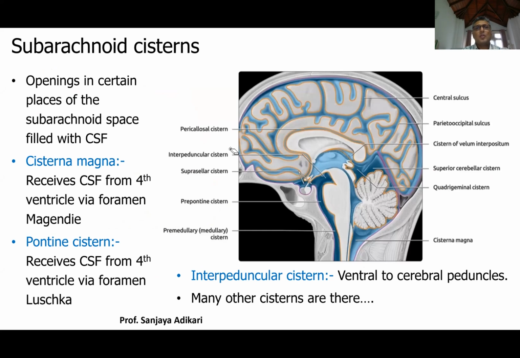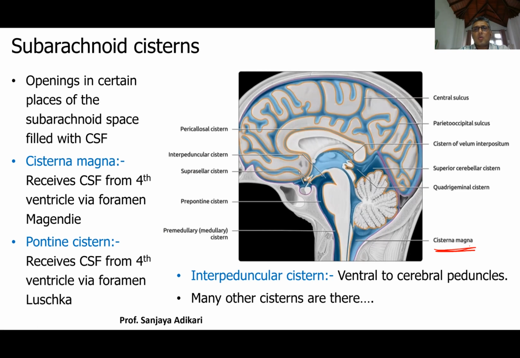Then this issue about subarachnoid cisterns, the concept of subarachnoid cisterns. So the lumbar cistern is the one that we frequently use to draw CSF. Then you get these subarachnoid cisterns in the cranial cavity. There is a long list of subarachnoid cisterns. You don't have to remember them in that way, but remember the concept. Now, there are a few of them.